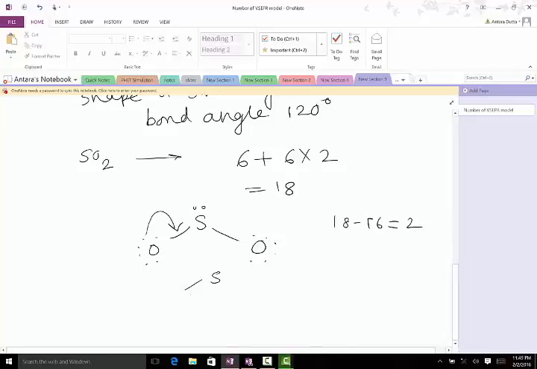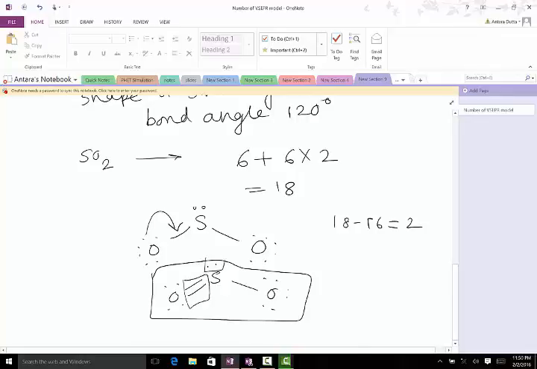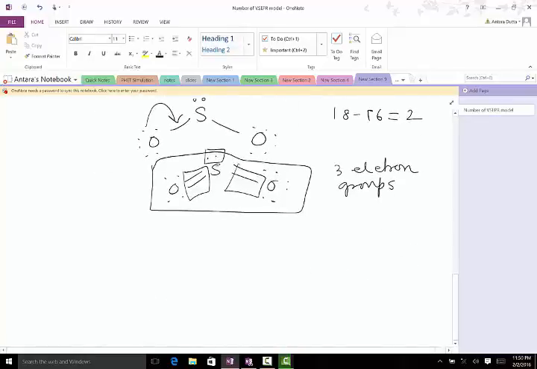So now I bring 1 lone pair from any one of the oxygen atoms to form a double bond between sulfur and oxygen. So this is my correct Lewis dot structure. So look at the structure. It has 3 electron density groups: number 1, number 2 and number 3. So that means it has 3 electron density groups, and that gives trigonal planar electron geometry.